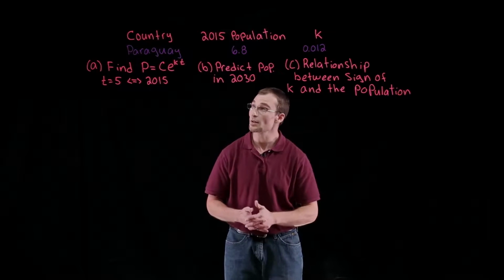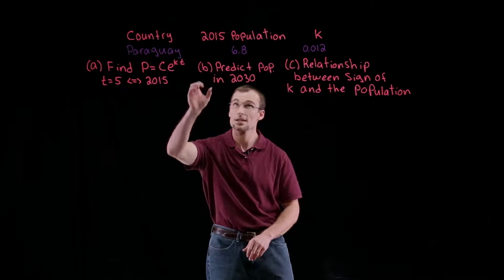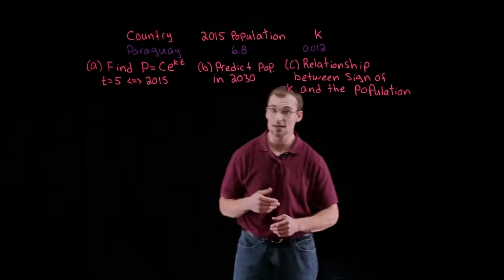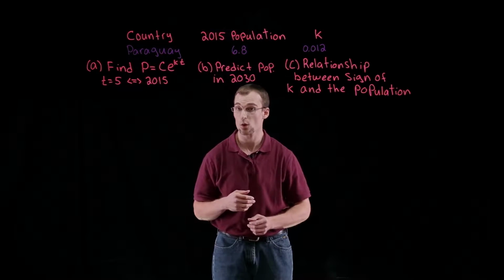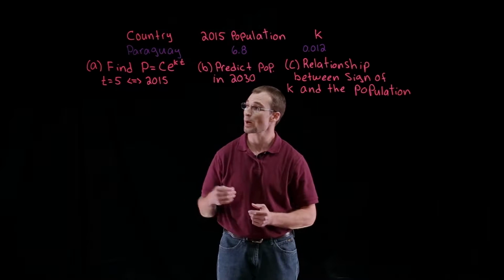In this problem, we're starting with the given information that for the country of Paraguay, the year 2015 has population 6.8 million, and the expected annual rate of growth is k equal to 0.012. And what we're going to be trying to find is the answers to these three questions.